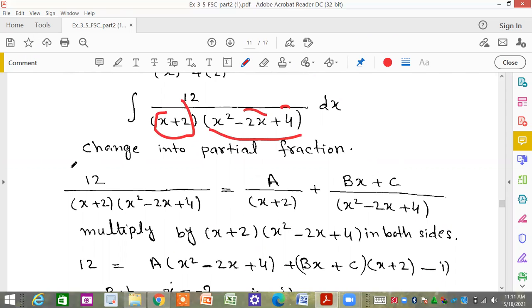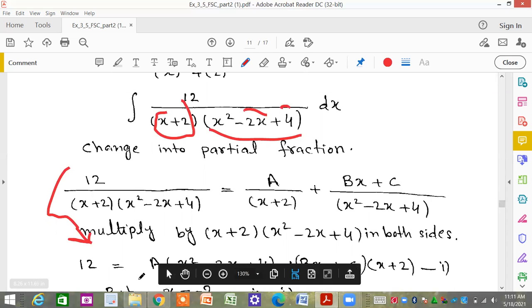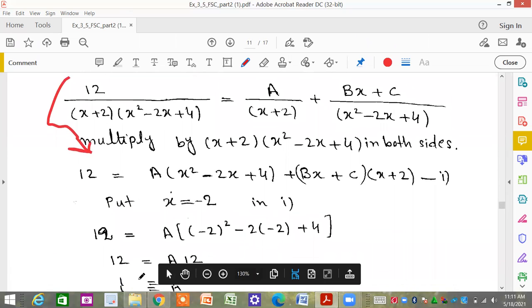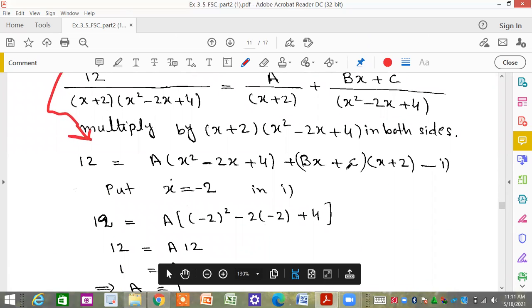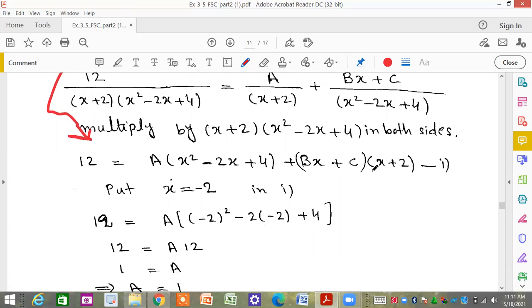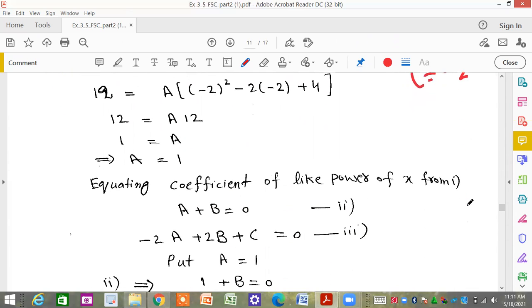After resolving into simplest form, 12 is equal to a times x square minus 2x plus 4, plus bx plus c times x plus 2. Here, what is the linear factor? The linear factor is x plus 2. Taking the linear factor equal to 0, x will be equal to minus 2. Putting this value of x in equation number 1, we get the value of a. So a will be equal to 1.